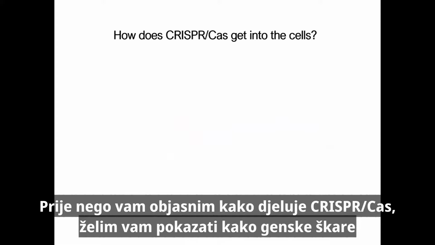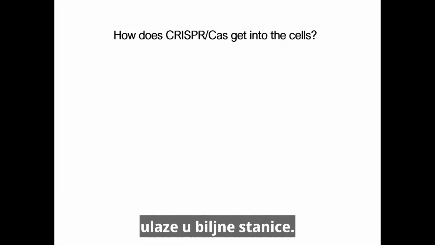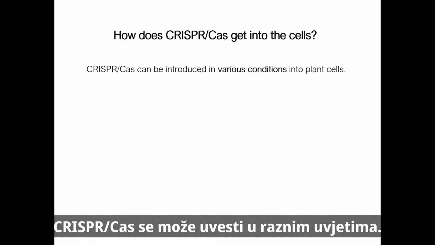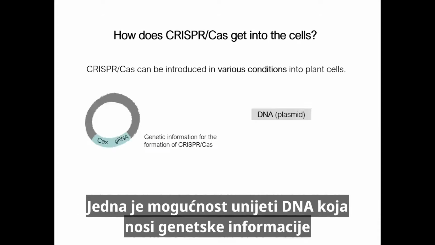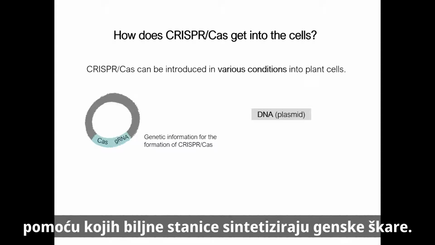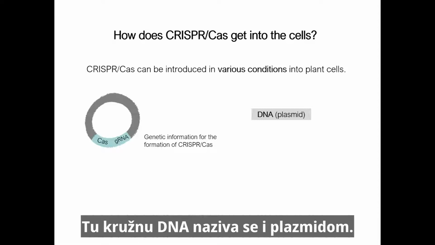Before I explain to you how CRISPR-Cas works, I would like to show you how the gene scissors get into the plant cells. CRISPR-Cas can be introduced in various ways. One possibility is to bring in the DNA that carries the genetic information to form the gene scissors by the plant cells. This circular DNA is also called a plasmid.